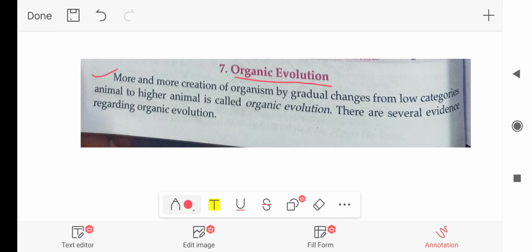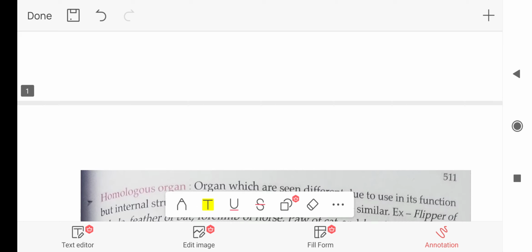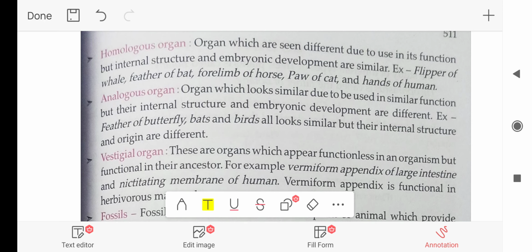Let us begin. The creation of organisms by gradual changes from lower category animals to higher animals is called organic evolution. So organic evolution is gradual change from lower category animals to higher animals. There are several evidences regarding organic evolution. Now, let's read some terms.